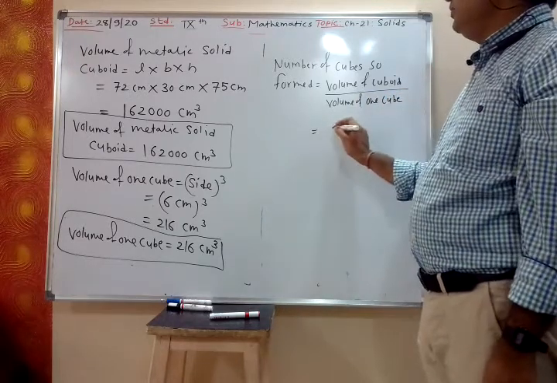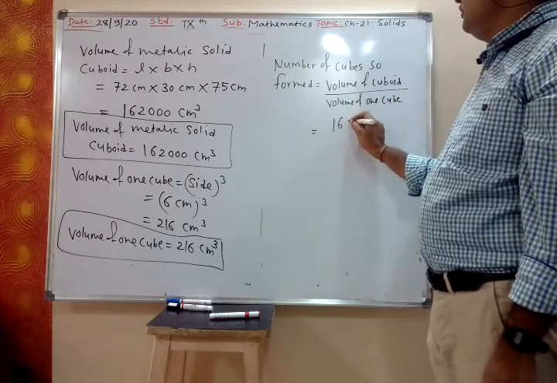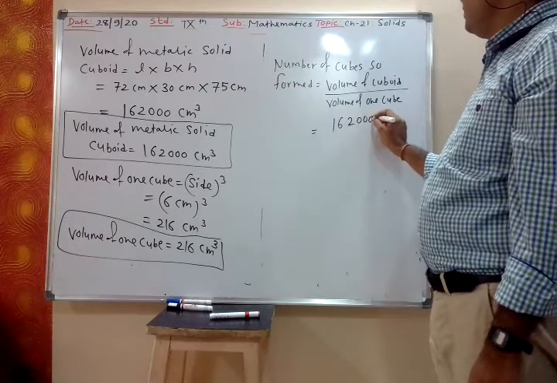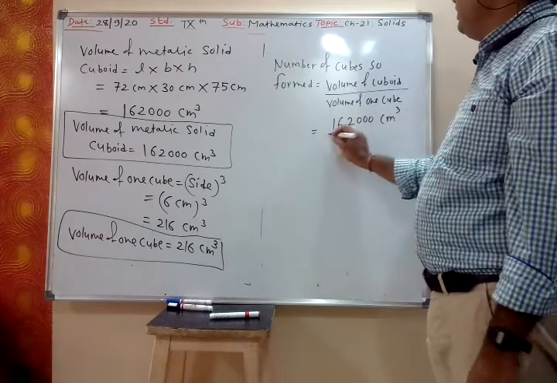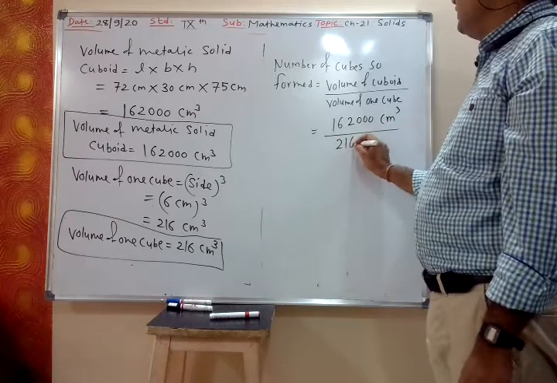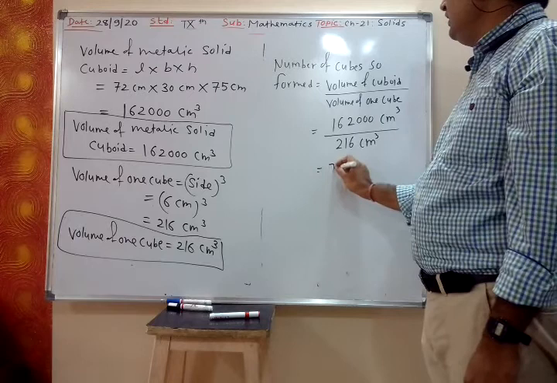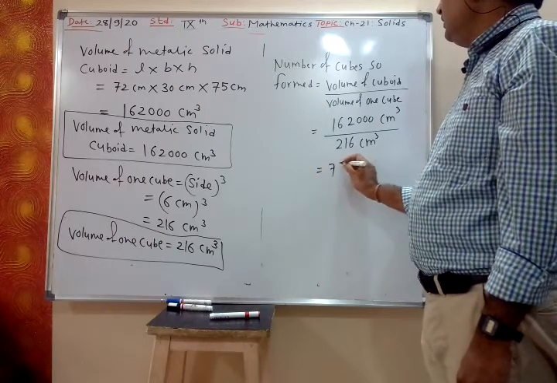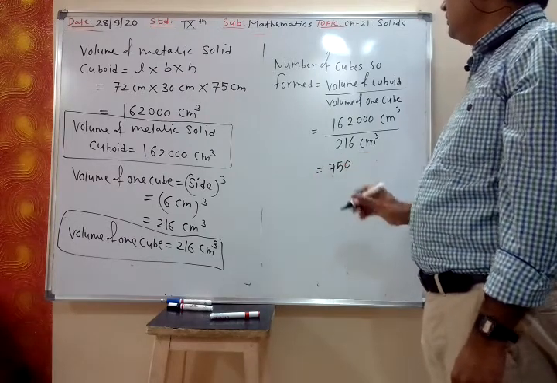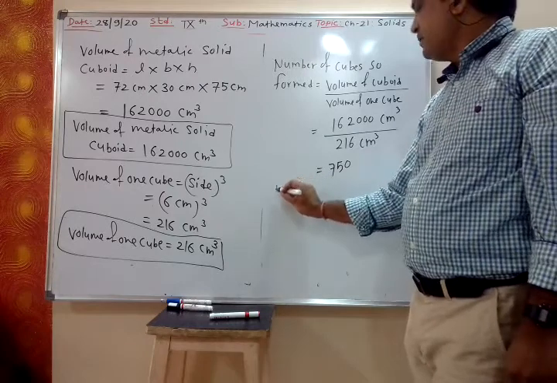So volume of metallic cuboid 1,62,000 centimeter cube divided by volume of one cube 216 centimeter cube. Centimeter cube gets cancelled. How much is that? 750. So write down 750.